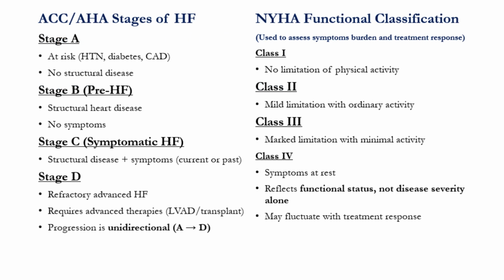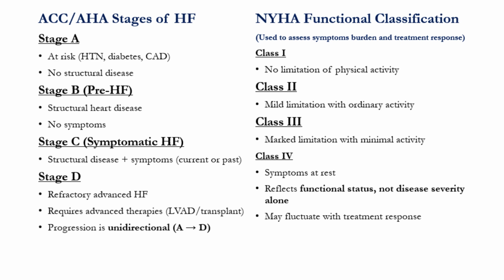The ACC-AHA staging system emphasizes progression of heart failure disease. Stage A includes patients at risk, such as those with hypertension, diabetes, or coronary artery disease, but without structural abnormalities. Stage B involves structural heart disease without symptoms. Stage C includes structural disease with current or prior symptoms, while Stage D represents advanced refractory heart failure, requiring specialized therapies such as LVAD or transplantation. Importantly, progression through these stages is generally irreversible.